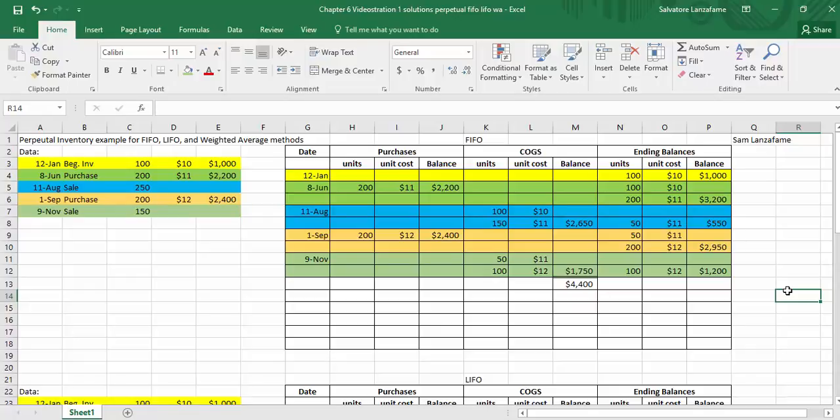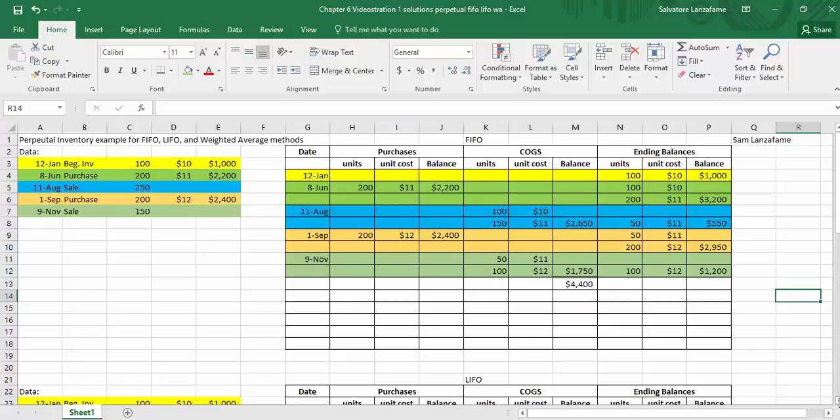For the most recent one, I sold 150 of them. Those 150 cost me 11 and 12 bucks a piece. I better sell them for a lot more than 11 and 12, or I'm going to lose money. So between the two, that stuff that I sold cost me 4,400. I better sell them for more than that. Okay, so that is FIFO.